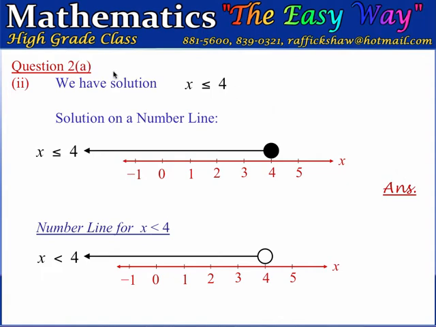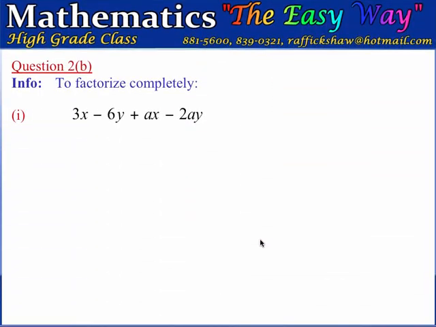This is the answer for this part of the question, and we showed this just to emphasize the difference between the shaded circle and the unshaded circle. Let's move down now to part B. Part B wants us to factorize this expression.